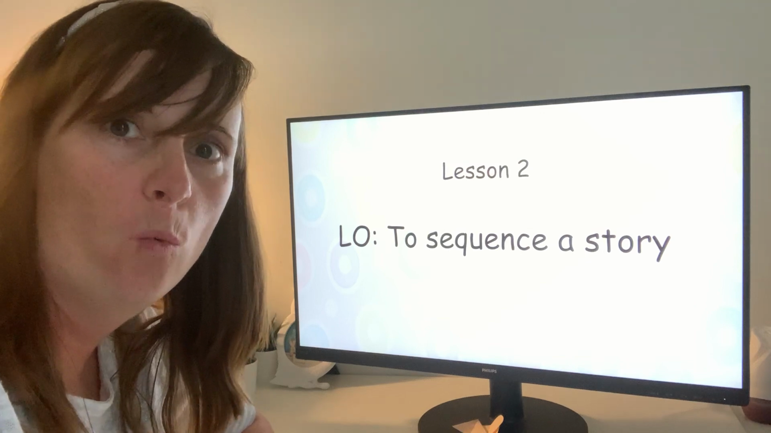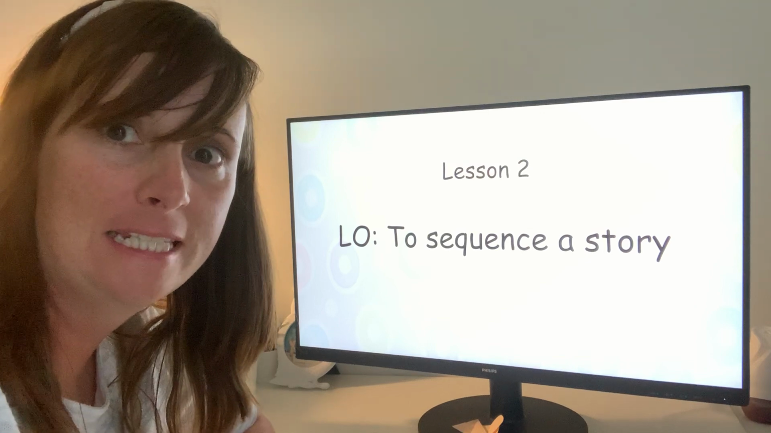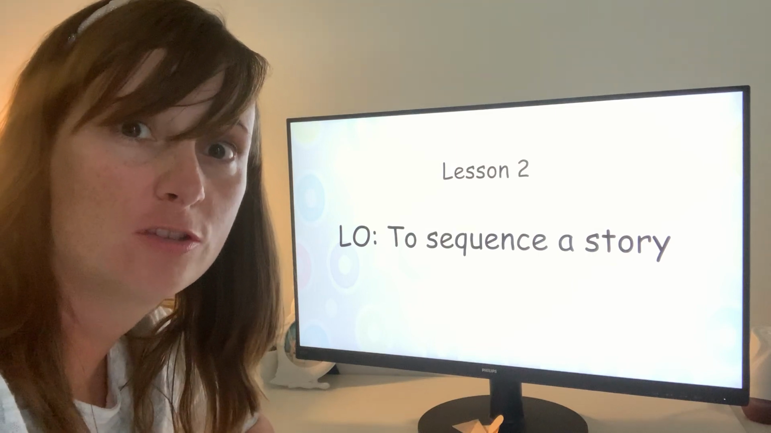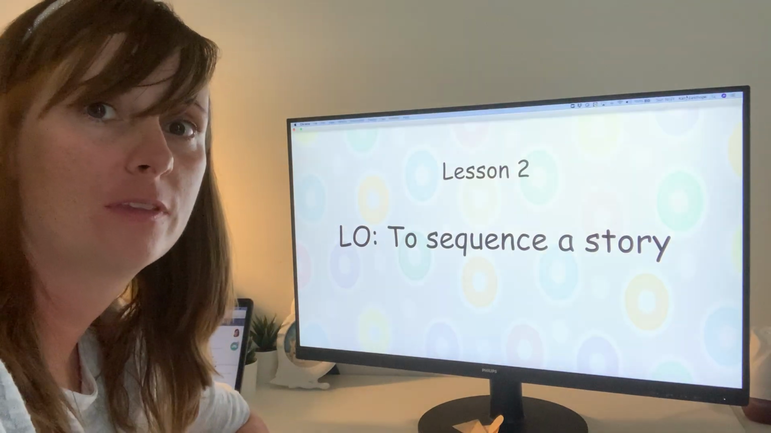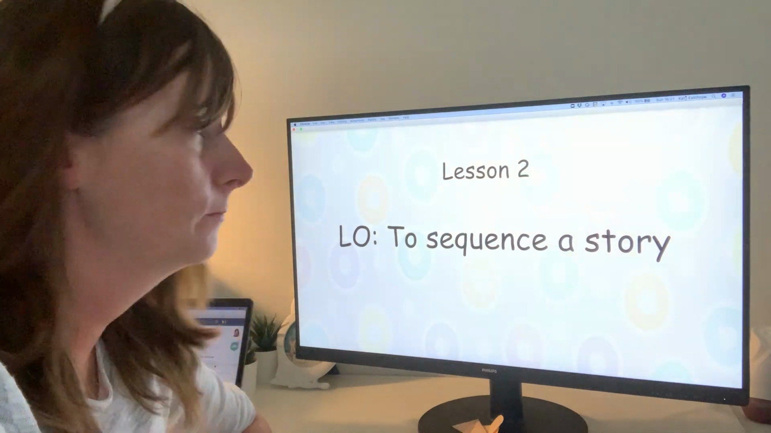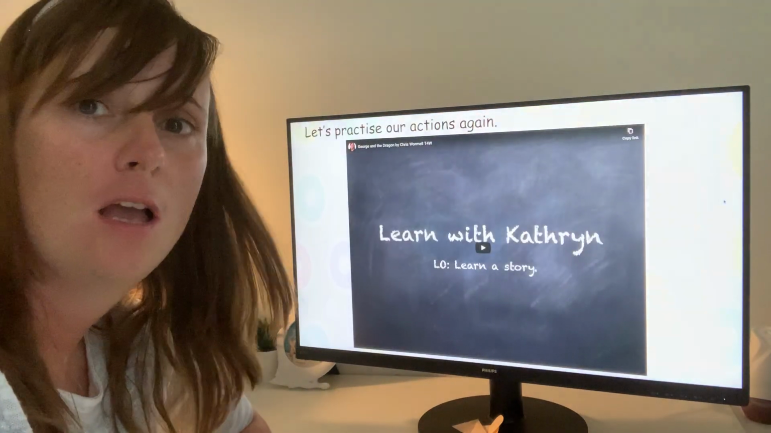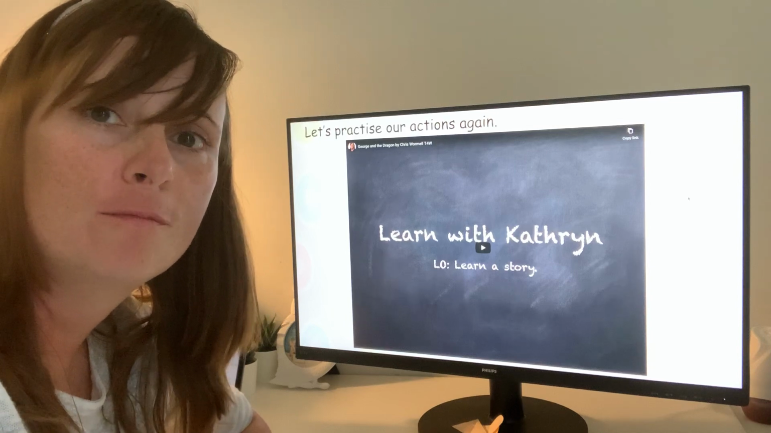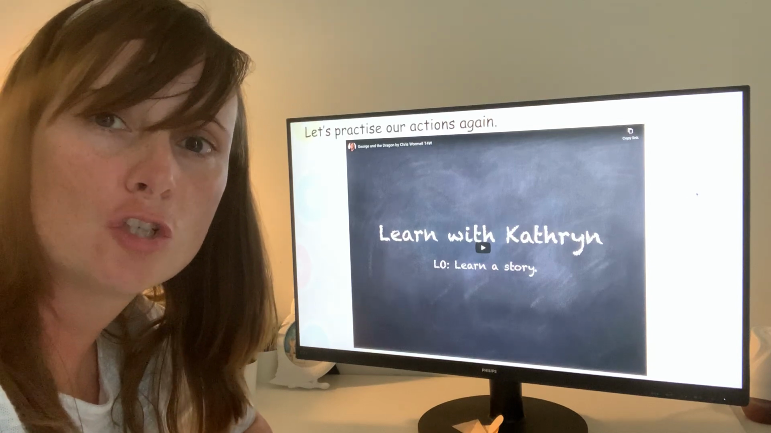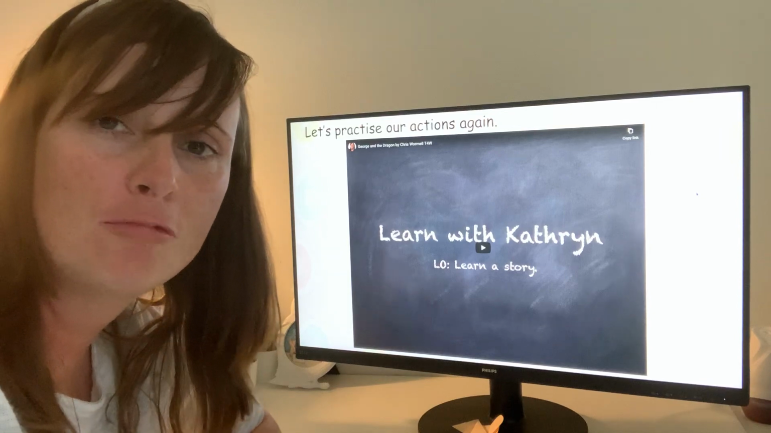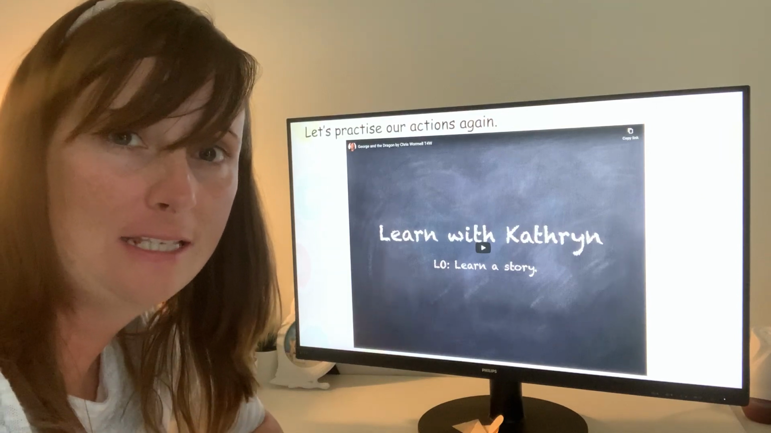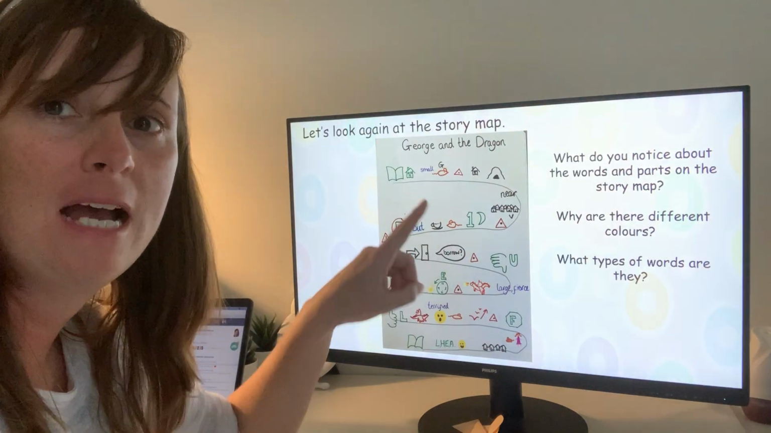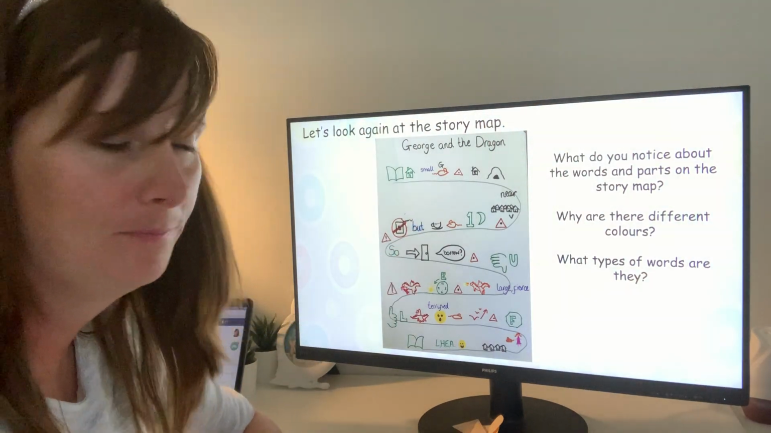Now yesterday we learnt a new story and today we're going to be sequencing that story, which is going to help us learn the story further. Let's have a look. So first I want you to watch the videos of me doing the actions. I want you to practice the story with me just one time, and we'll practice together on Zoom again later.